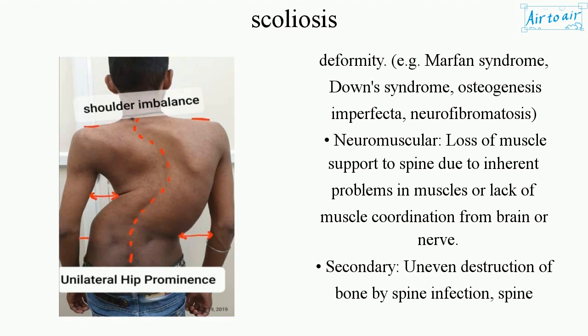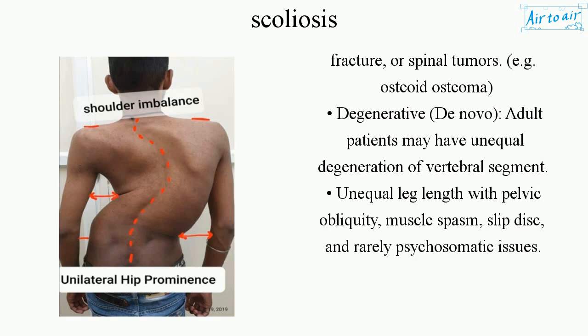Secondary. Uneven destruction of bone by spine infection, spine fracture, or spinal tumors, e.g., osteoid osteoma. Degenerative. De novo, adult patients may have unequal degeneration of vertebral segments, unequal leg length with pelvic obliquity, muscle spasm, slipped disc, and rarely psychosomatic issues.